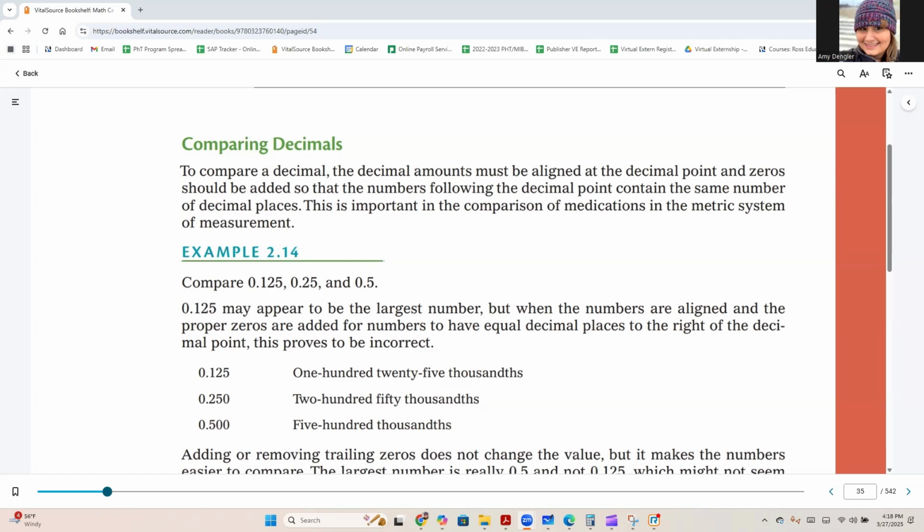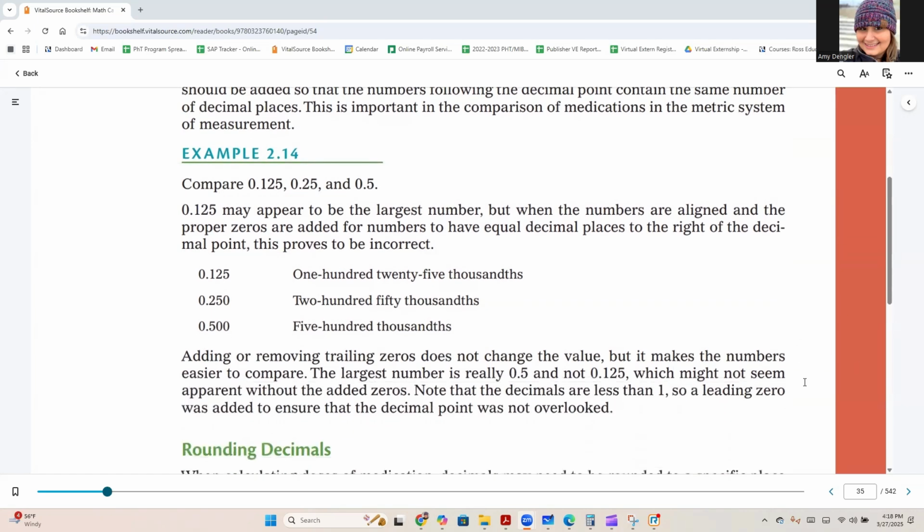Example 2.14 says to compare 0.125, 0.25, and 0.5. 0.125 may appear to be the largest number, but when the numbers are aligned and the proper zeros are added for numbers to have equal decimal places to the right of the decimal point, this proves to be incorrect. So you can see where they added the trailing zeros at the end to show you which one.